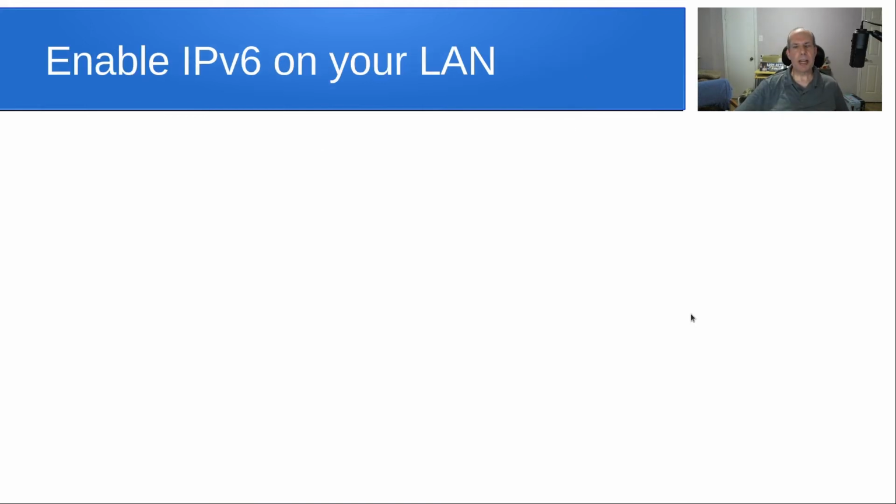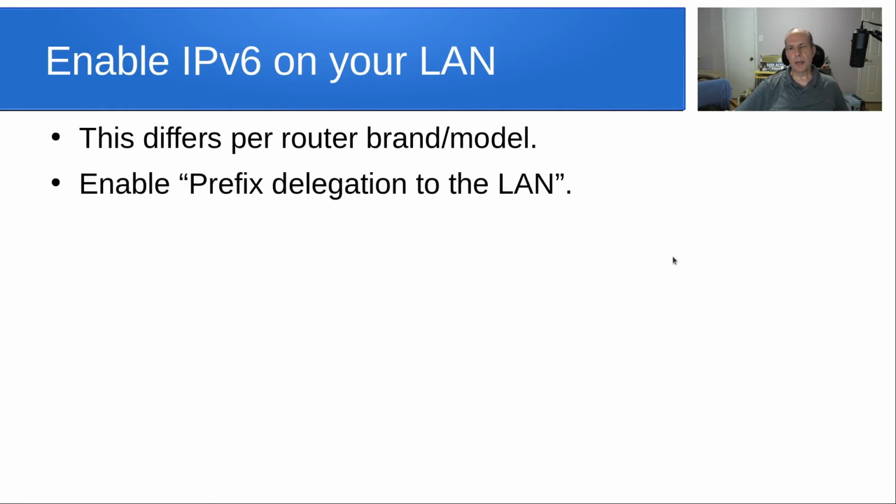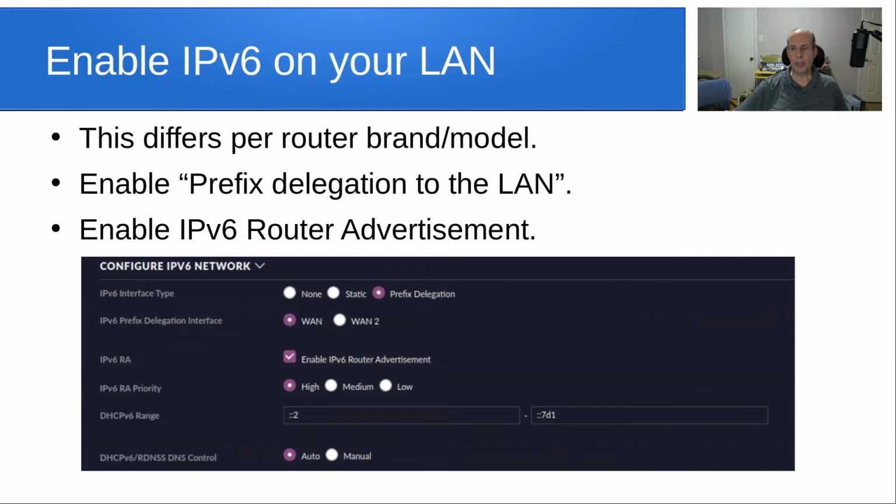And that's all there is to it in terms of enabling it for your WAN address. So the next thing we have to do is that once it's enabled on the wide area network on your router, we have to enable it on your LAN. So this also differs per router brand and model. You're going to enable the prefix delegation to the LAN, and you're going to enable IPv6 router advertisement. So the way this looks is like this.